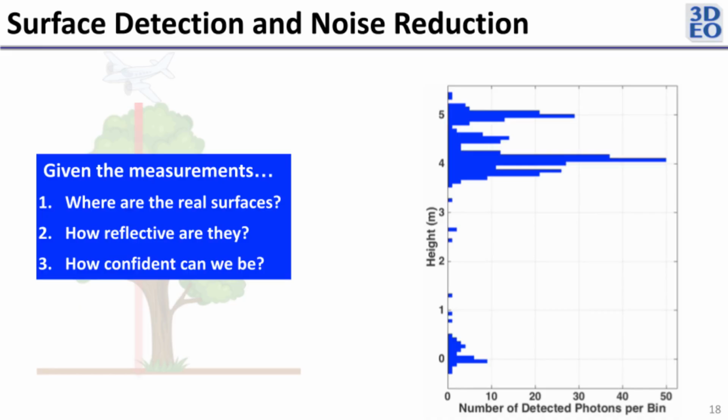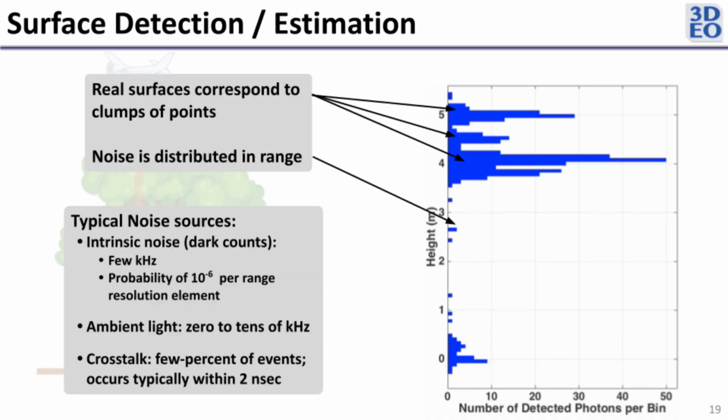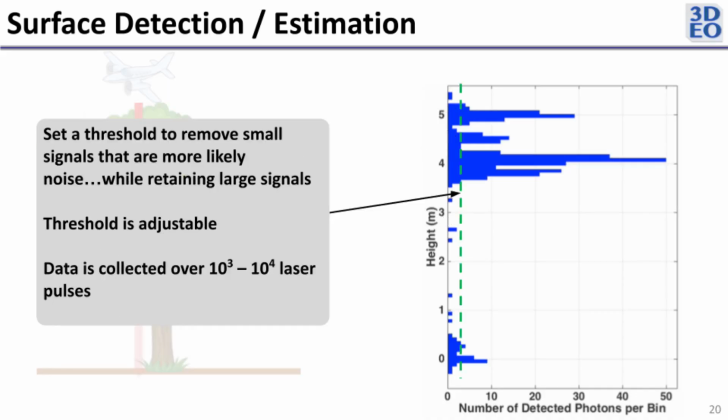So a very simple-minded way to answer these questions: where are the surfaces, how reflective are they, and more importantly, how confident can I be? A simple-minded way might be to use our intuition that real surfaces are clumps, whereas noise is kind of uneven, or evenly distributed more or less. And that's a few thoughts on noise. But anyway, a simple way that we might do this is to just set a threshold. And we can adjust where to put that threshold. And as I go higher, well, let me ask you all, if I put the threshold higher, what does that tell me about my confidence?